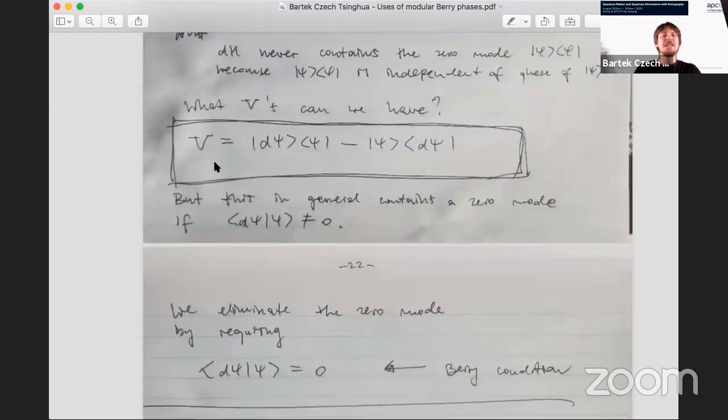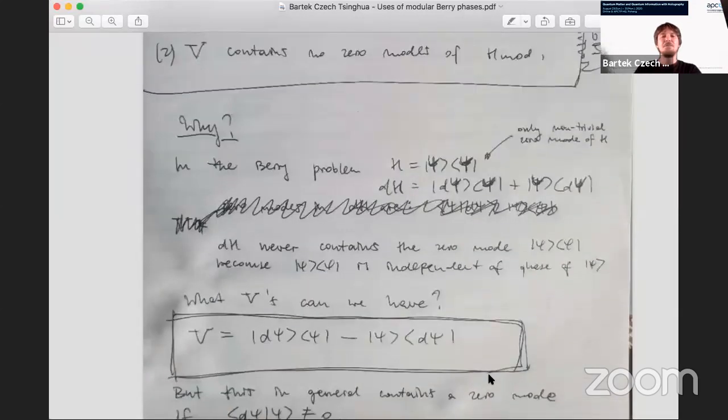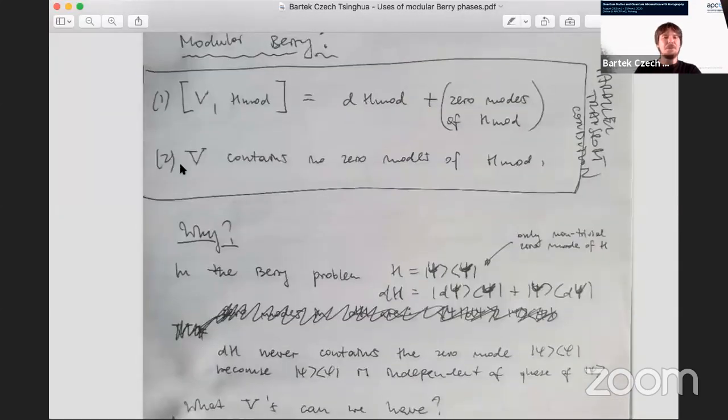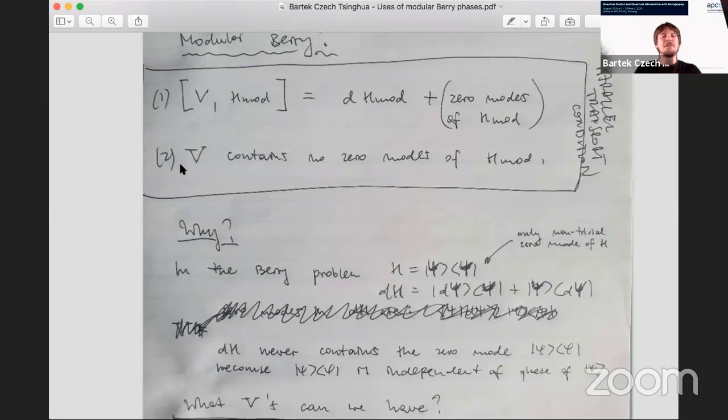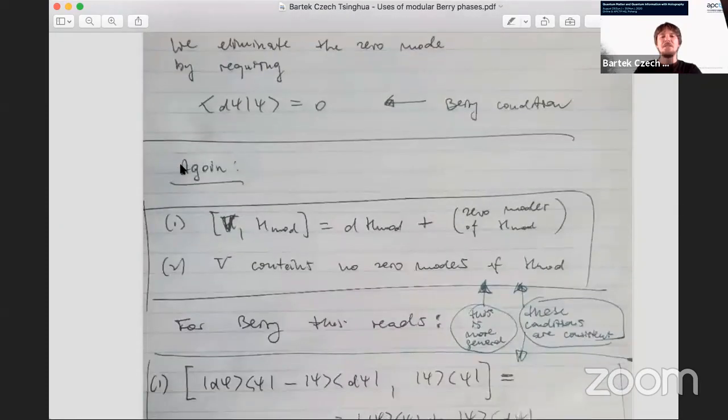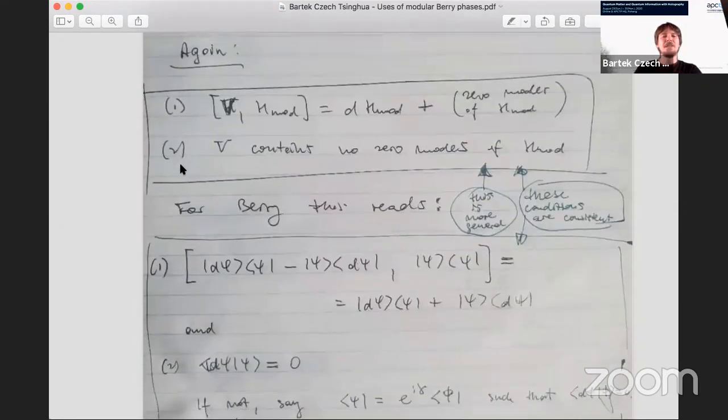When you fix that ambiguity to write down V, in the psi language, you have literally imposed the Berry condition. So these are equivalent problems which have equivalent solutions. That is why these two conditions I just introduced constitute a generalization of the Berry problem. Okay, so I guess this is summarized here.